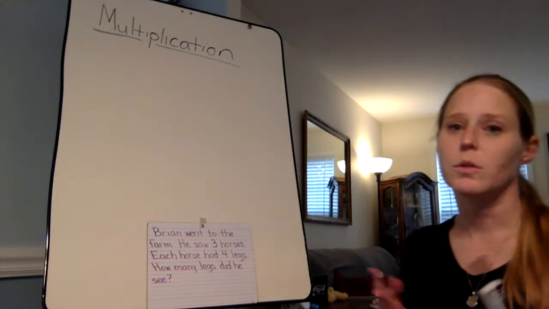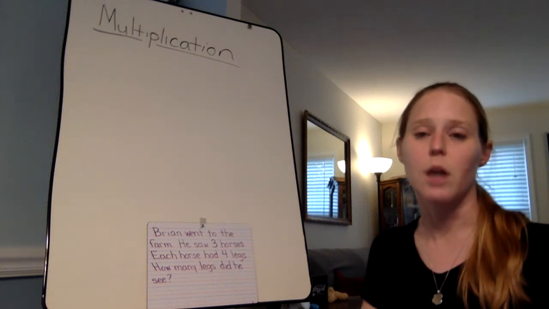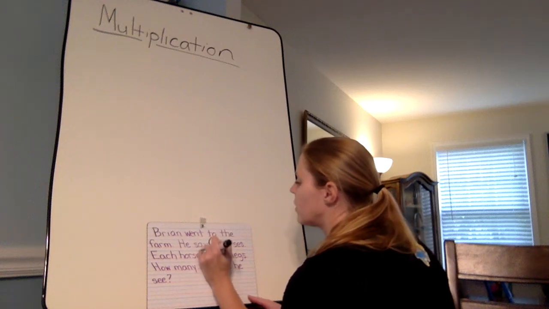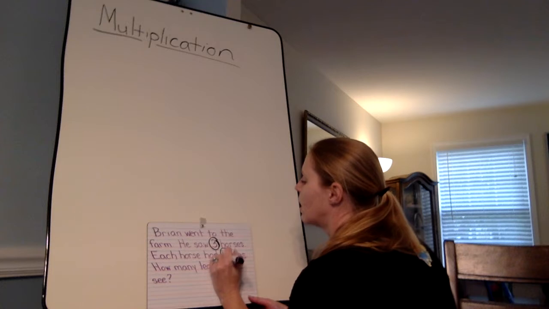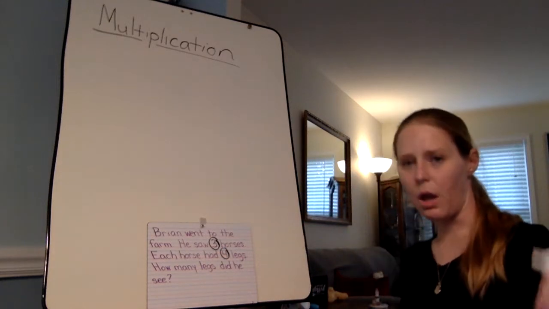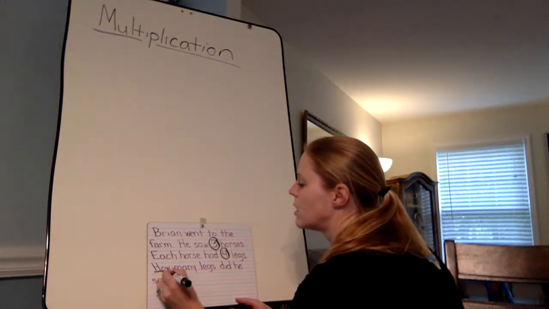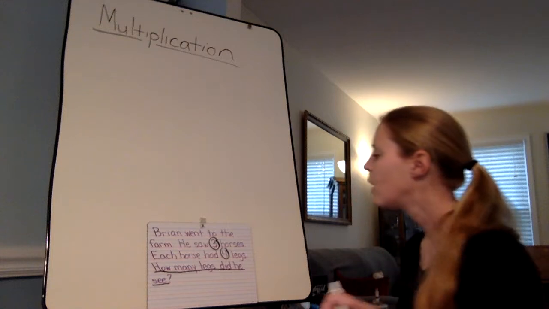So the first thing I'm going to do is the C, which is circle. So I'm going to circle all of my numbers that I see that are going to help me solve this problem. So he saw 3 horses. I'm going to circle that 3. Each horse had 4 legs. Next thing I'm going to do is underline my question that I'm going to solve. So how many legs did he see is my question.